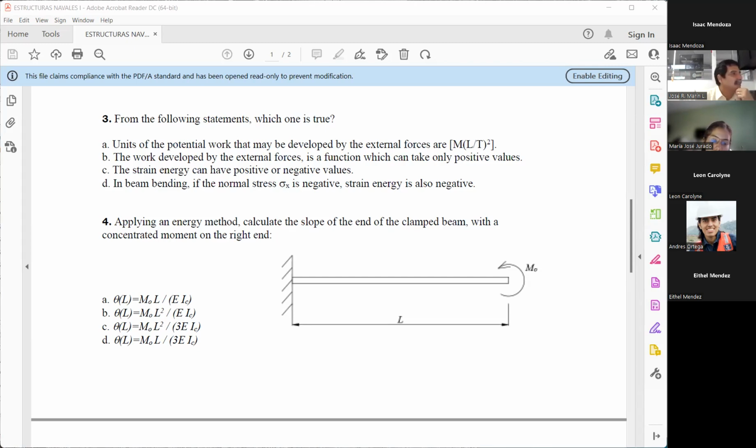N sub 0. Exactly. There is nothing. So the second derivative of the moment is equal to 0. So the moment is either a linear variation or a constant.